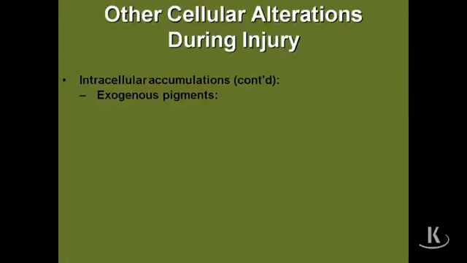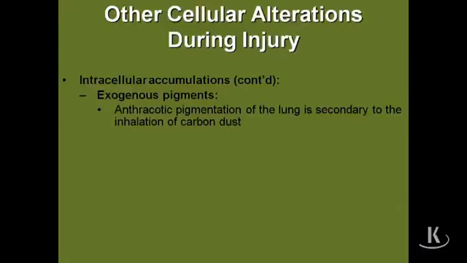Other things that can accumulate: exogenous pigments, anthracotic pigments. We think of anthracosis, which means a condition of accumulating carbon. We think of diseases like coal workers' pneumoconiosis, where you have inhalation of carbon material. If you burn organic material, incomplete combustion produces carbon. It will now accumulate, and we call that process anthracosis. And what cell loves to eat carbon? Macrophages.